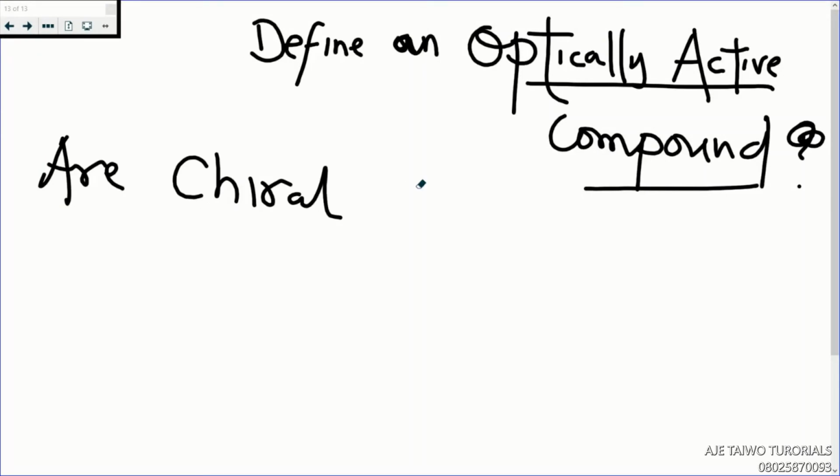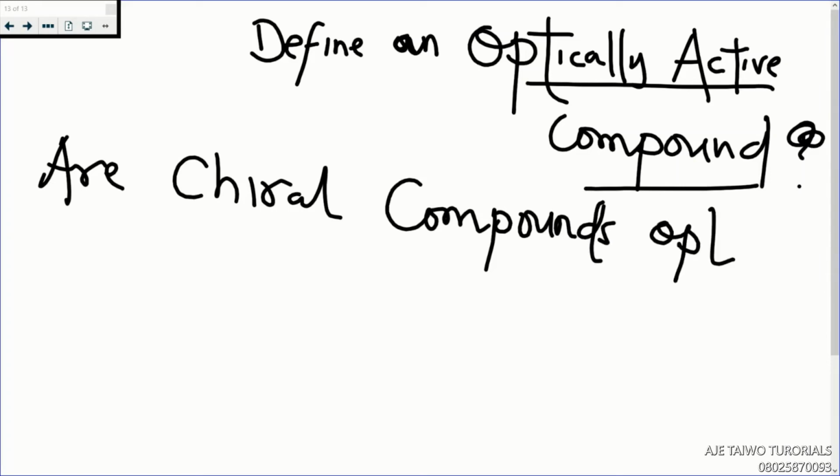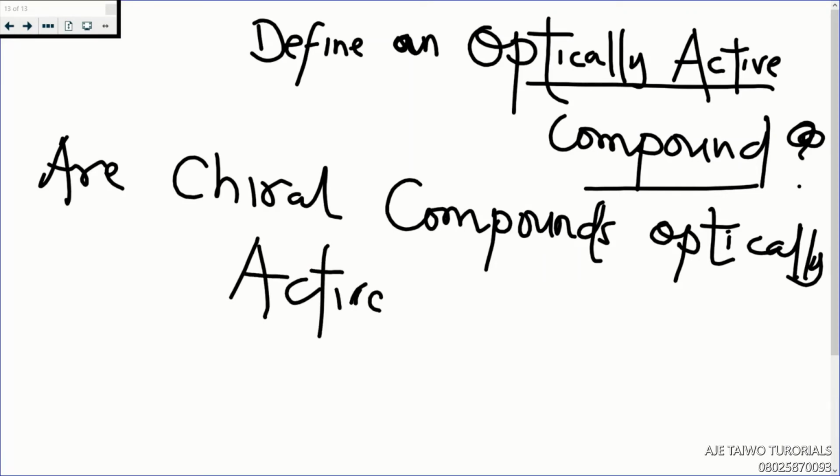Tell me, are chiral compounds optically active? That's a question, a very big question for JUPEB. Are chiral compounds optically active? Yes. Why are chiral compounds optically active?